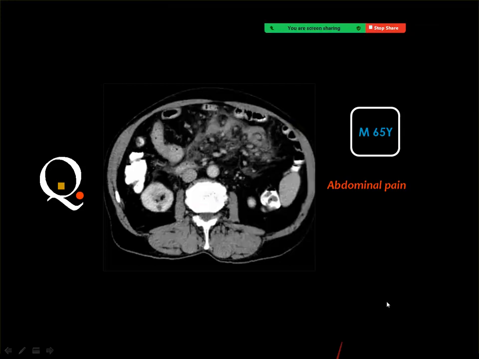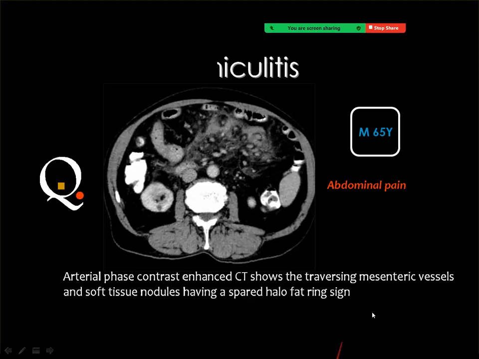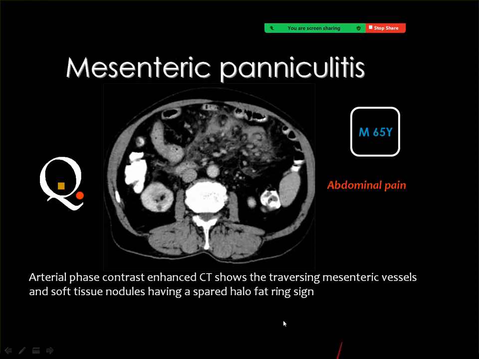Yes, and this is mesenteric panniculitis, which is one of the frequently seen lesions in the clinical practice. And they are frequently either missed or interpreted as lymphoma or other possibilities. Mesenteric panniculitis is an inflammatory reaction in the mesentery, and it results in an abnormal haziness of the mesenteric fat with a very characteristic fat halo sign around the mesenteric vessels.